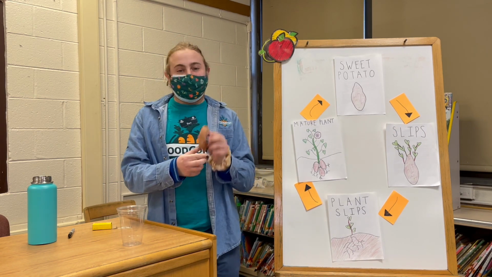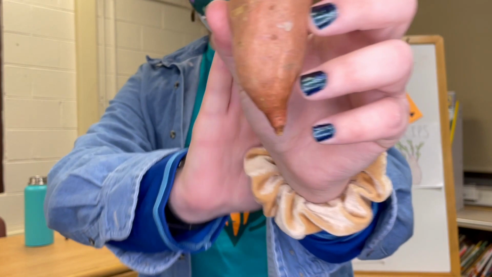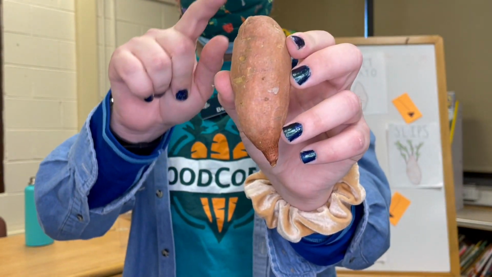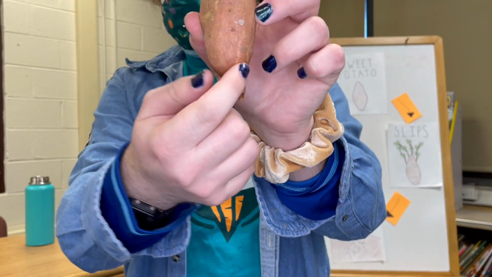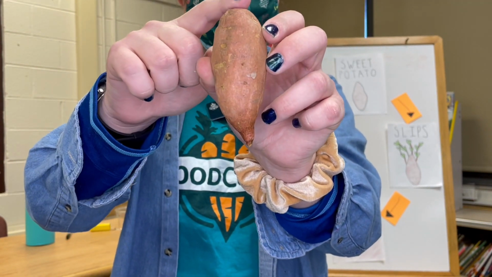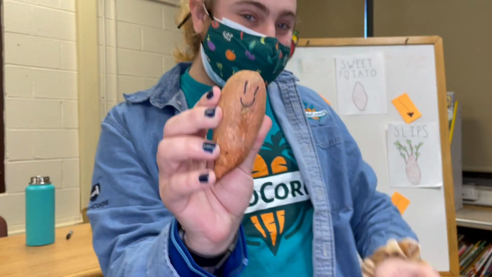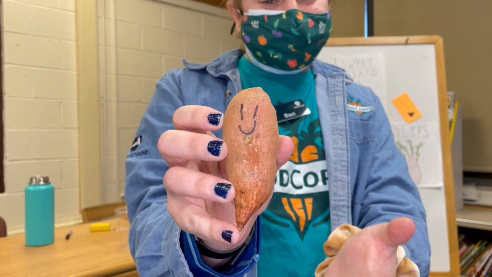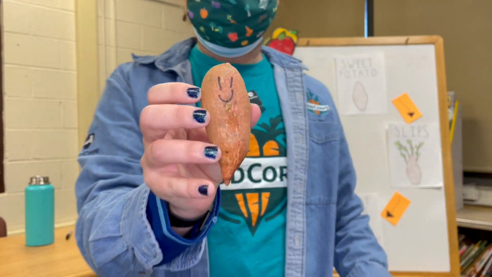So first of all, you want to grab your sweet potato and make sure that you know where the top and the bottom is. The bottom is going to be more narrow and pointy, and the top is more round. Now you can even draw a face on it for it to be your potato pet.